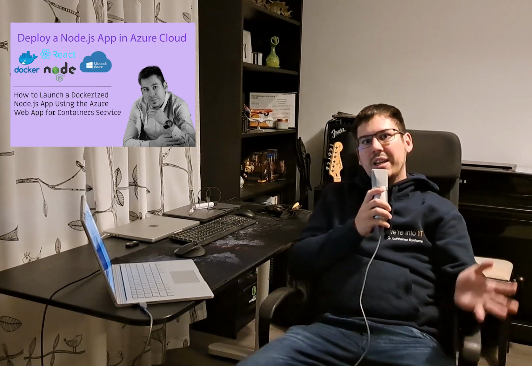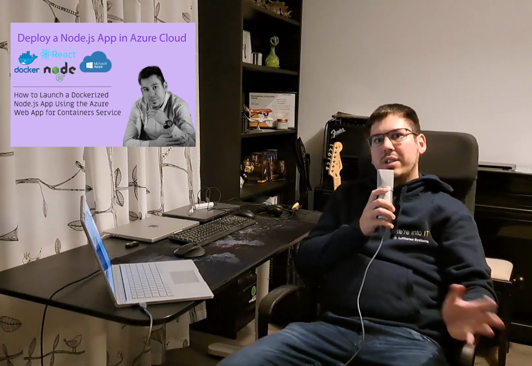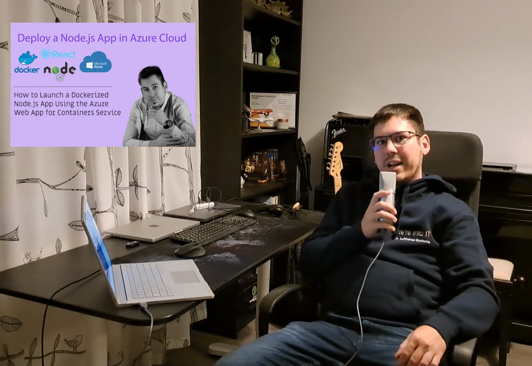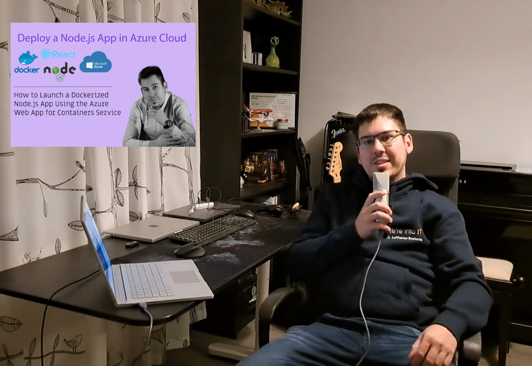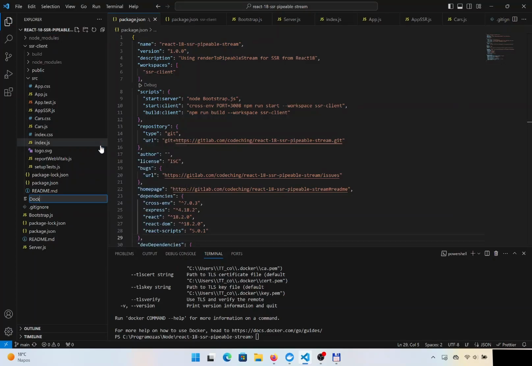Today we will deploy it in the Azure Cloud. We will create a container registry, build our Docker image and push it to this new registry. After that we will create a new web app on the Azure Cloud and deploy our application. We will check how it is running inside the Azure environment. So let's get started. The first thing to do is to Dockerize our Node.js application.